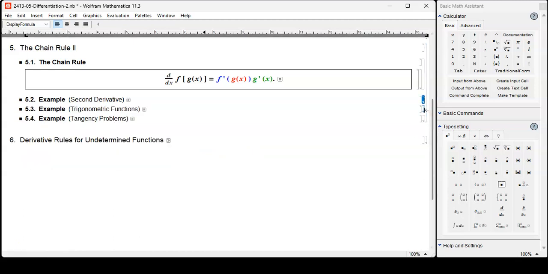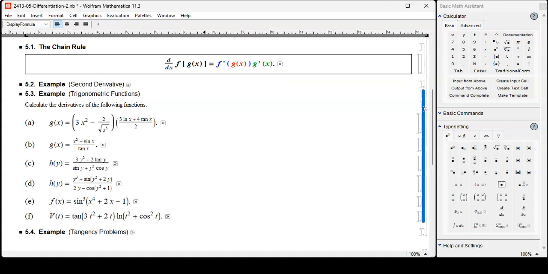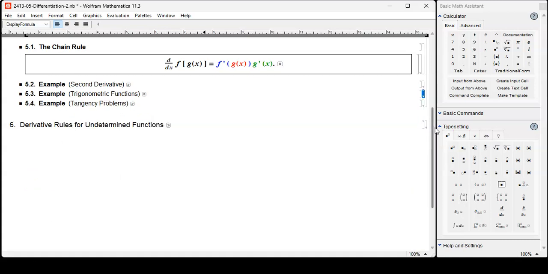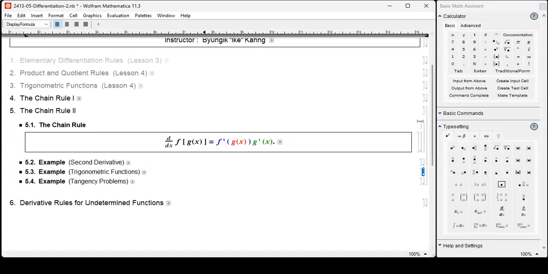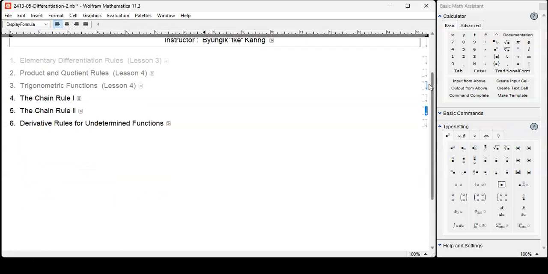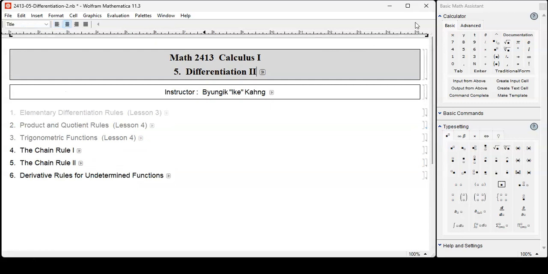Okay, do you have some time for trig functions? No, not enough time. Let's stop here. We went through the second derivatives, applying chain rule, and then either product or quotient rule with chain rule. A lot of chain rule in the end.